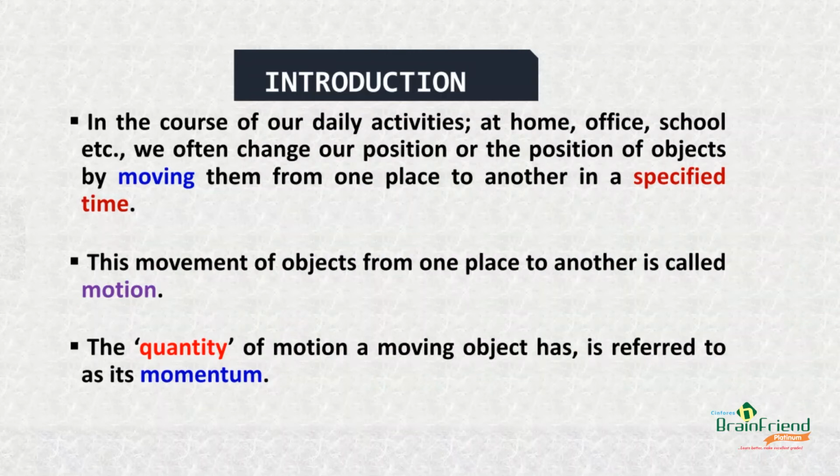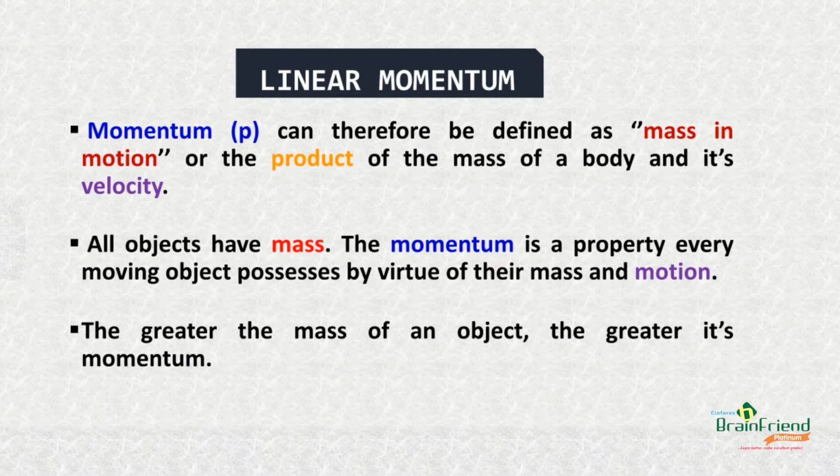In the course of our daily activities at home, in school, at work, in the church, in the mosque, as the case may be, we often change the position of objects by moving them from one place to another. This process is called motion. When you move an object from one place to another, that is called motion. Now, the quantity of motion a moving object has is referred to as its momentum. Momentum P is simply mass in motion, or the product of the mass of a body by its velocity.